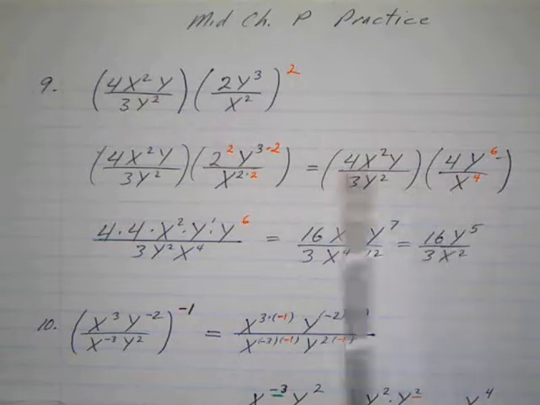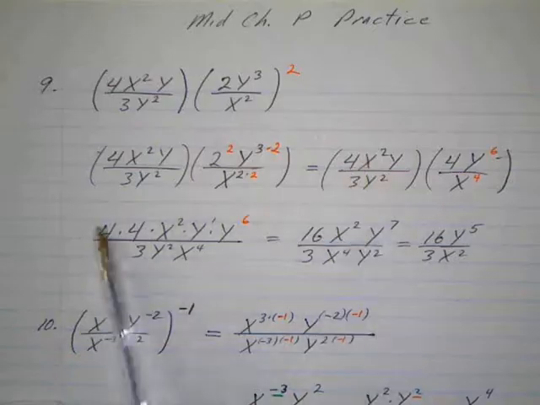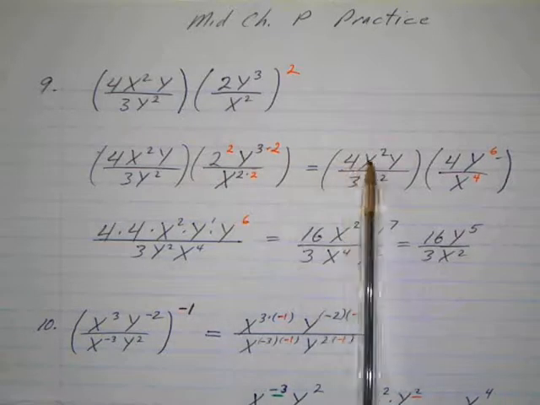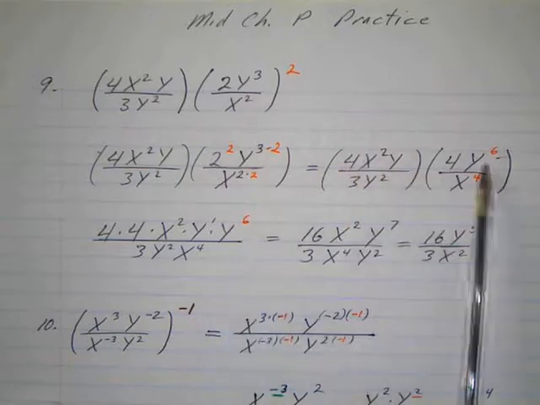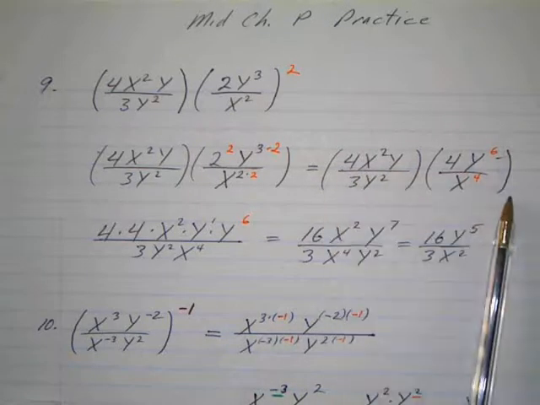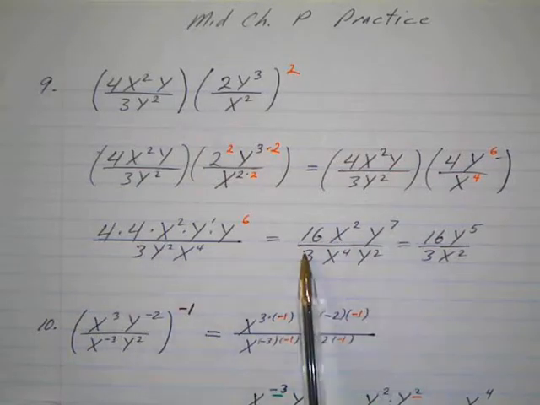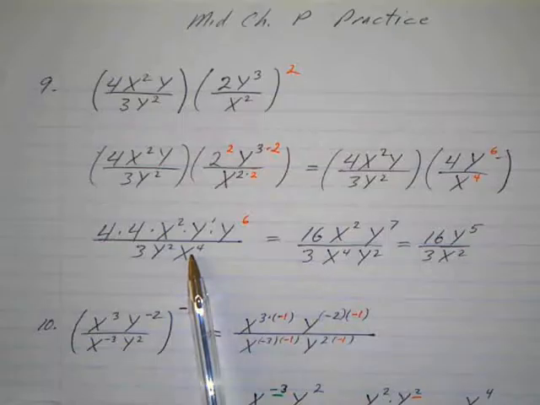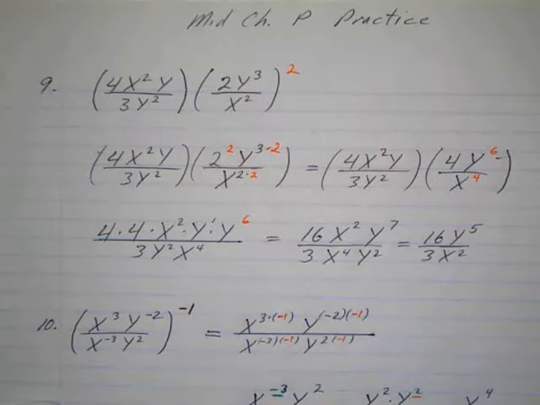Okay, now when I multiply this out, remember now 4 times 4. So what I did was I just put the numerators all together to show you these steps. So I had 4 times 4, x squared, y, and y to the 6th. So I lined up all my like factors next to each other up on the top, and on the bottom I got 3, and then y squared x to the 4th. Now 4 times 4 is 16, x squared y to the 7th, and then I had 3, and I put my factors in x, y, or alphabetical form, so I have x to the 4th, y squared.